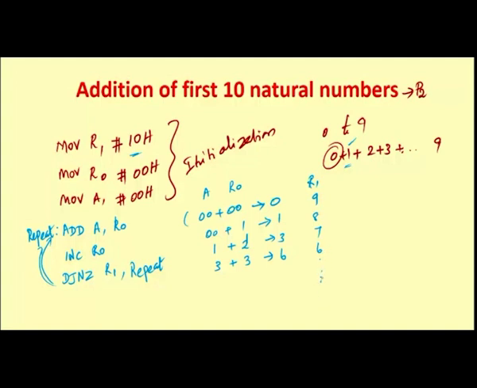So, the process is repeated till R1 becomes 0. Whenever R1 reaches 0, it will exit from the loop. Now, the result is available in the accumulator. As per your requirement, you can store it in port 2 from the accumulator. Okay. Then you can stop the program with a short jump here. So, I hope you get the idea of how to add the first 10 natural numbers.